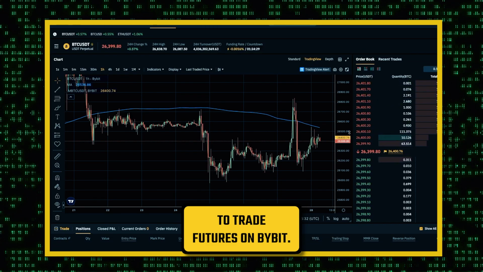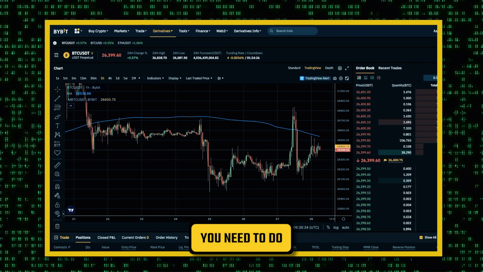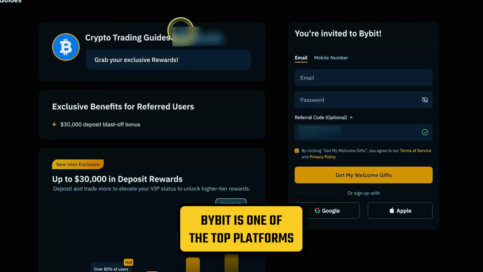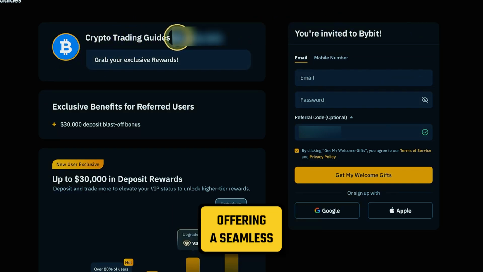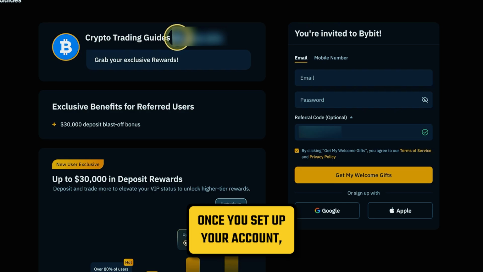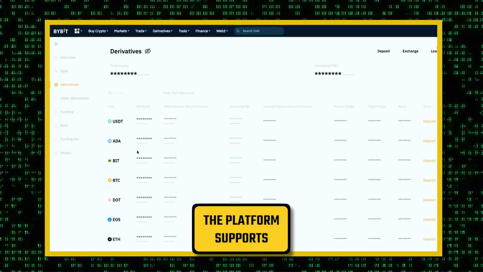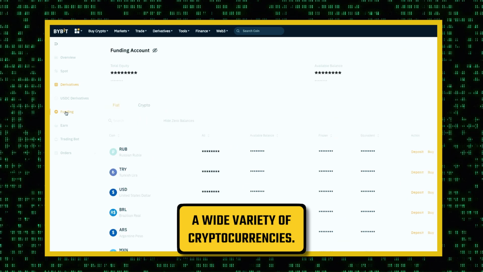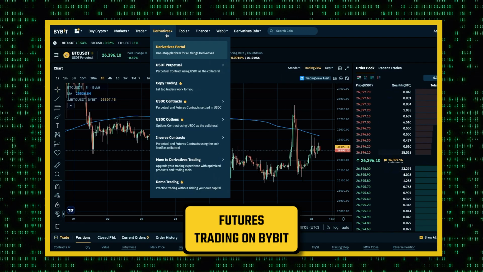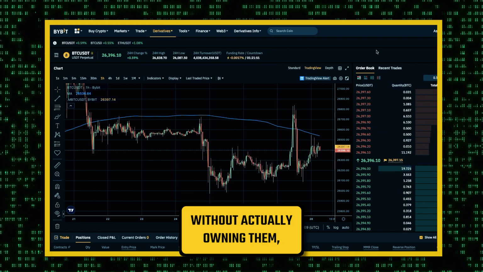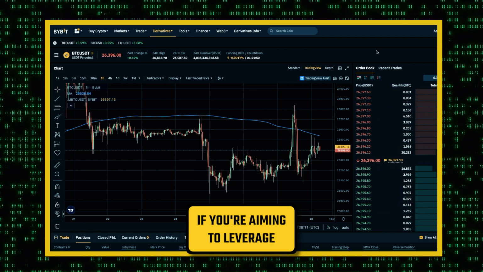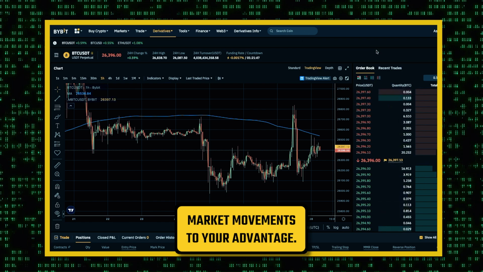To trade futures on Bybit, the first thing you need to do is create an account. Bybit is one of the top platforms for cryptocurrency futures, offering a seamless trading experience. Once you have set up your account, you'll find that the platform supports a wide variety of cryptocurrencies. Futures trading on Bybit enables you to speculate on the future prices of these digital assets without actually owning them, which is perfect if you're aiming to leverage market movements to your advantage.